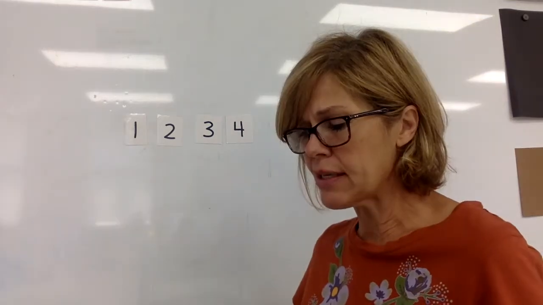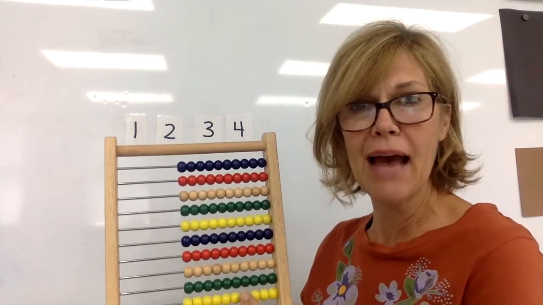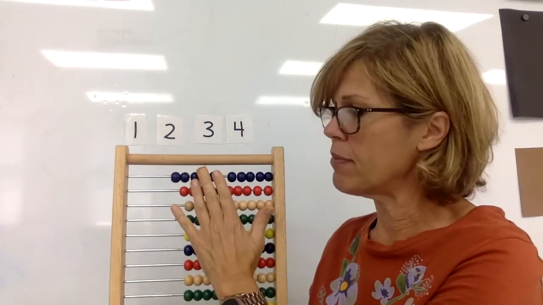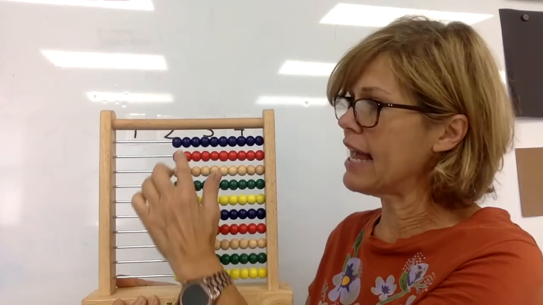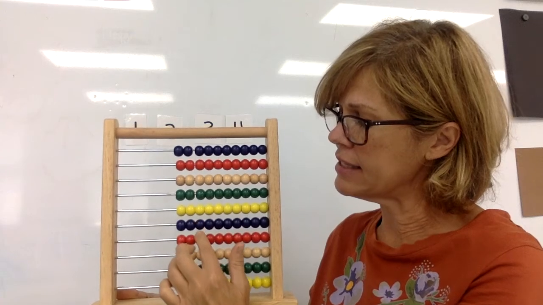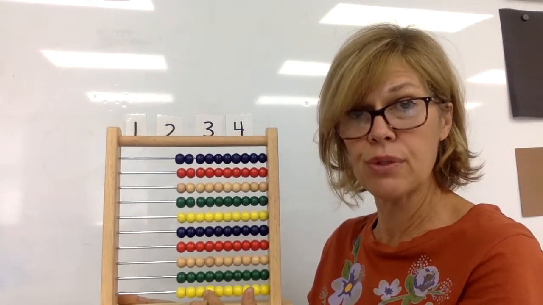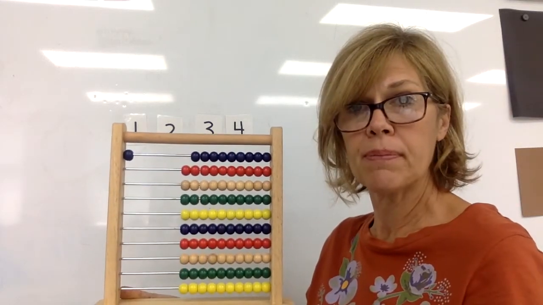I'm going to show you some numbers using this item called an abacus. And it has balls from the top to the bottom. Let's see how many rows of balls it has. 1, 2, 3, 4, 5, 6, 7, 8, 9, 10. It has 10 rows. First, I'm going to move over 1 ball.